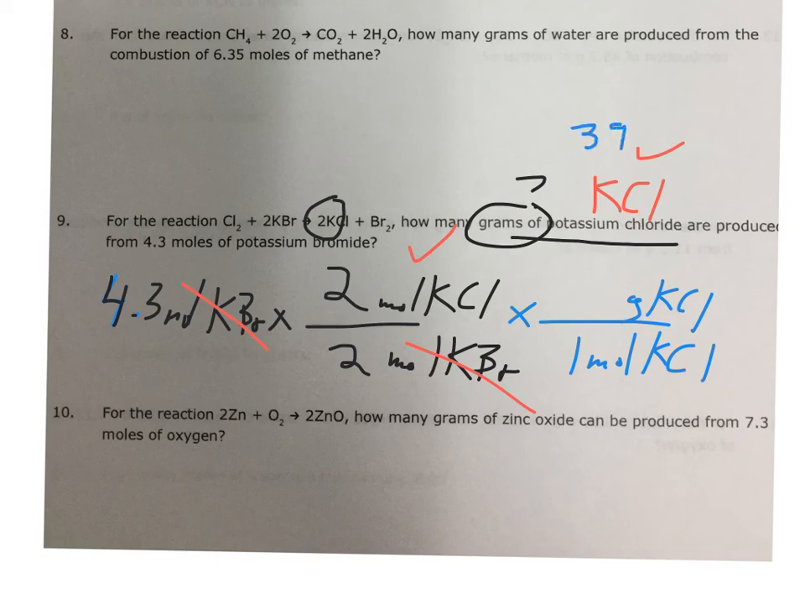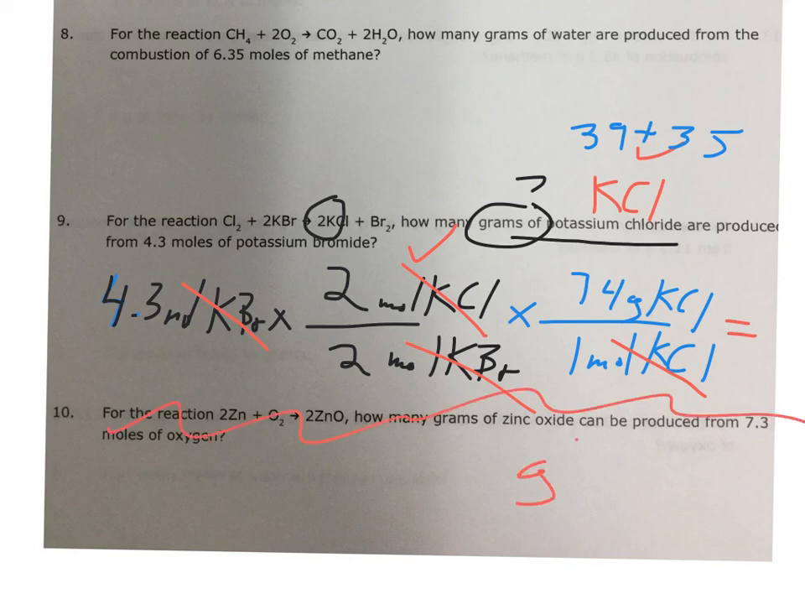I'm sorry, I didn't hear that. Okay, so 39 plus 35 gives you that 74. Okay, that allows you to cancel out the KCl. And now can I multiply and divide to get my grams? To get your grams of KCl, yes. Okay, so you're going to multiply 4.3 times 2, or you can actually do 4.3 times 74, that'll give you your grams, because this is going to cancel out, right? And that's it. Okay, you're just going from moles to grams.